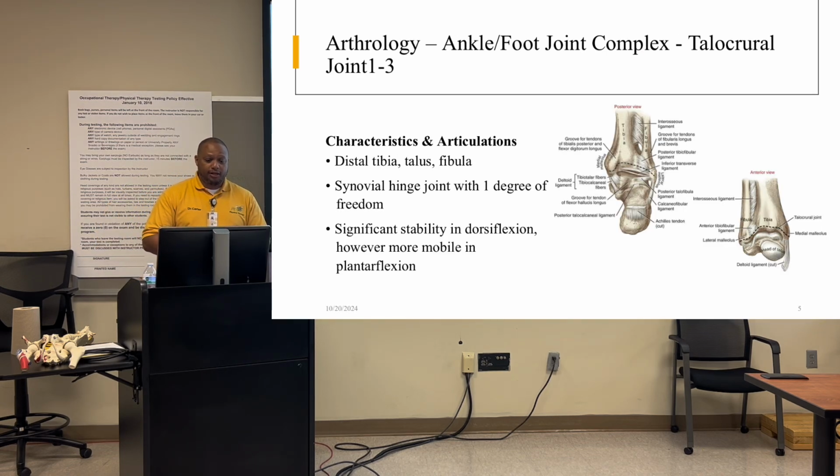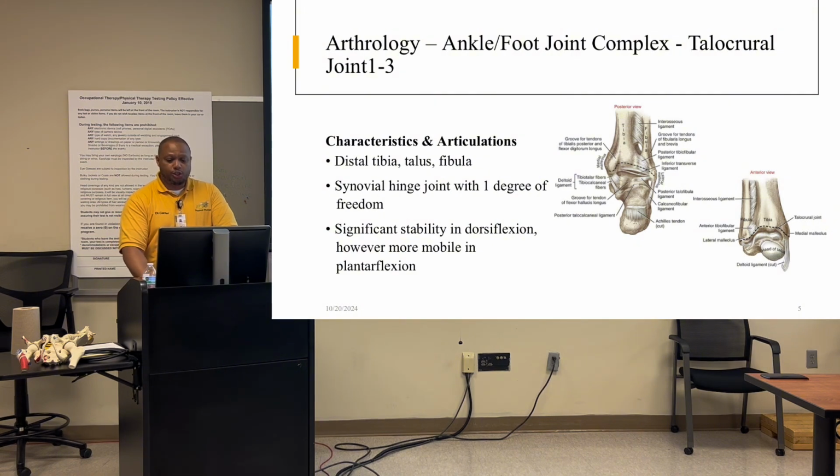Now we're going to talk about the talocrural joint. So now what do we get with that talocrural joint? The talocrural joint, we know, is the articulation among the tibia, talus, and fibula. It's considered a synovial hinge joint with 1 degree of freedom, right? So typically at the talocrural joint, we have plantar flexion and dorsiflexion movements. There's significant stability in dorsiflexion. However, in plantar flexion, there's more mobility. Typically, we get greater ranges of motion with plantar flexion than we do with dorsiflexion.